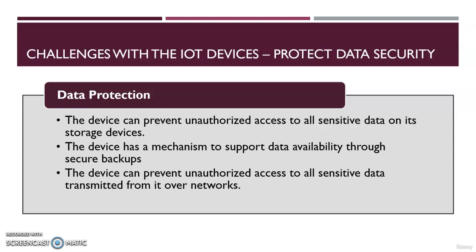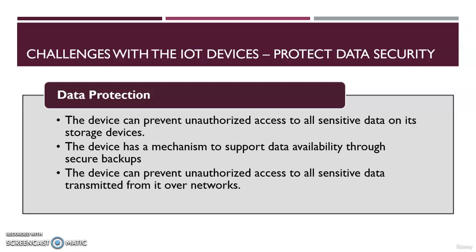But in case of IoT devices, they may not provide sufficiently strong encryption capability for their stored data, or they may not provide a mechanism for sanitizing sensitive data before disposing of or repurposing the devices. The second assumption can be that the device has a mechanism to support data availability through secure backup, but in case of IoT devices, it may not provide a secure backup and restore mechanism for its data.